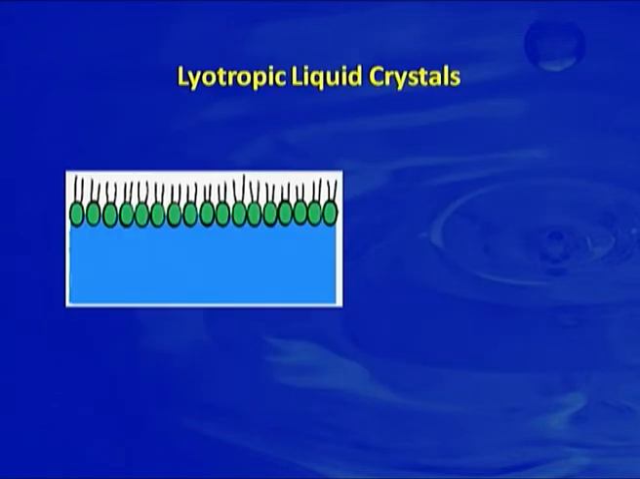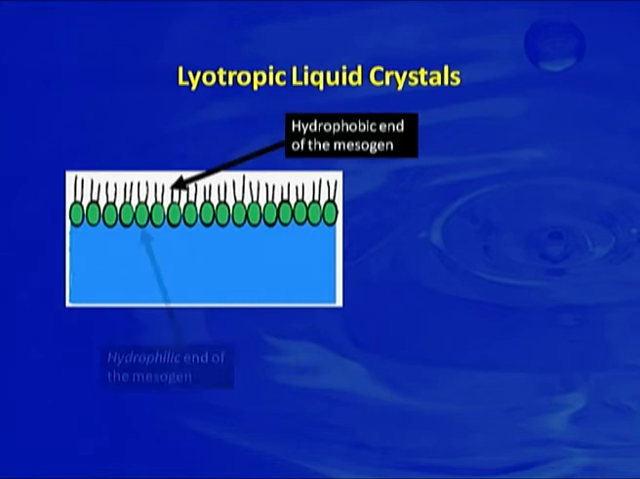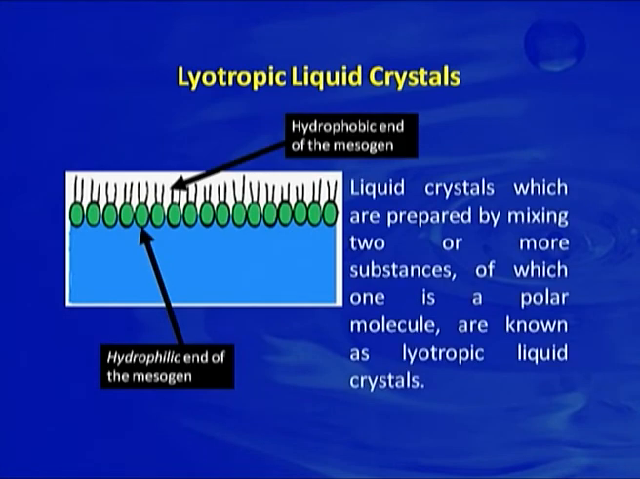Now, second, lyotropic liquid crystal. Lyotropic liquid crystals, which are prepared by mixing two or more substances of which one is a polar molecule, are known as lyotropic liquid crystals. For example, soap in water is an example of lyotropic liquid crystal. When two different substances are mixed together, the mixture can exhibit different phases not only as the temperature is changed, but also as the concentration of one component of the mixture is varied.